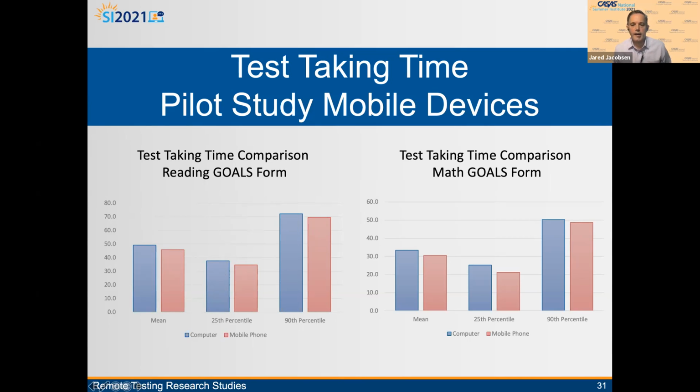And when we look at a math goals form, we see pretty similar results. I'll just point out the mean here for a math goals form was actually higher on the computer, mean test taking time compared to a mobile phone.